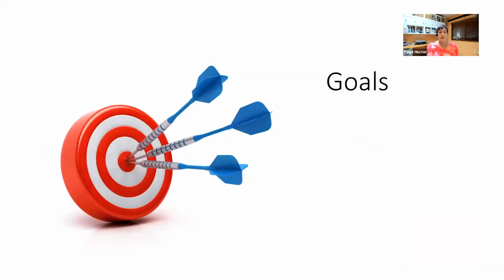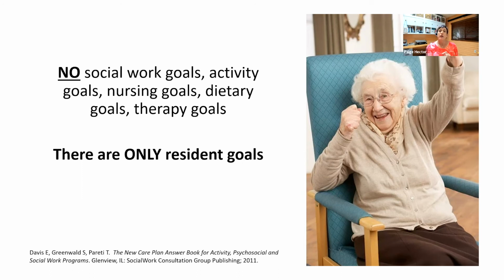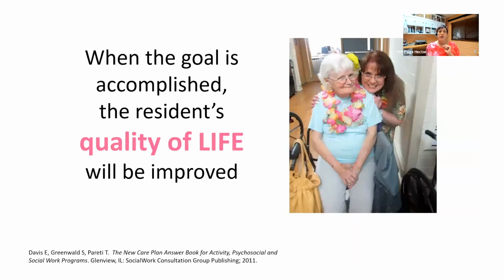Okay, so let's talk about goals. One of the most important things about goals is that there are no social work, activity, nursing, dietary, or therapy goals. There are absolutely no goals. The only goals there are resident goals. They're all about the resident. When the goal is accomplished, the resident's quality of life will be improved, and that's how I know if it's a goal, because it's something that affects the individual's well-being, their quality of life.